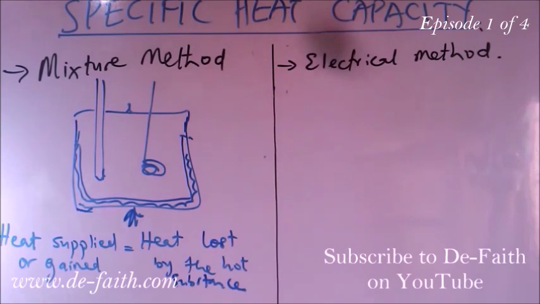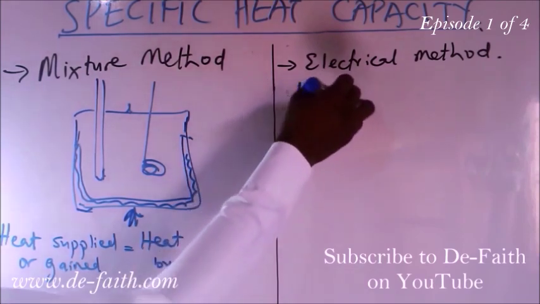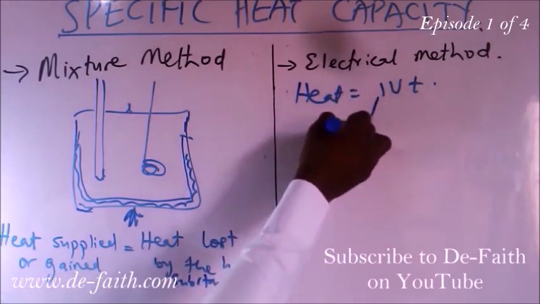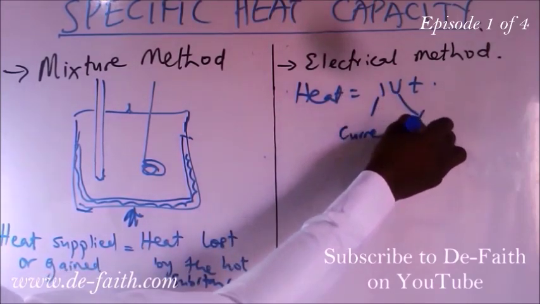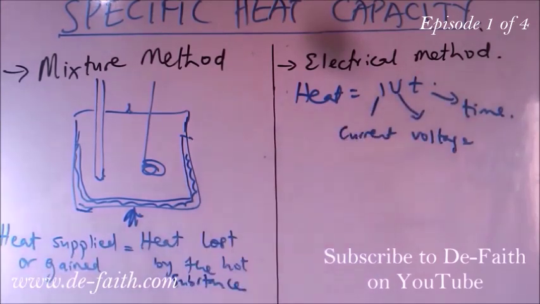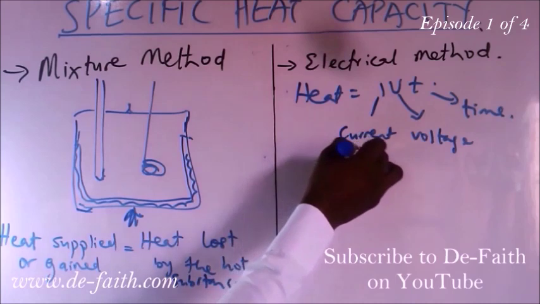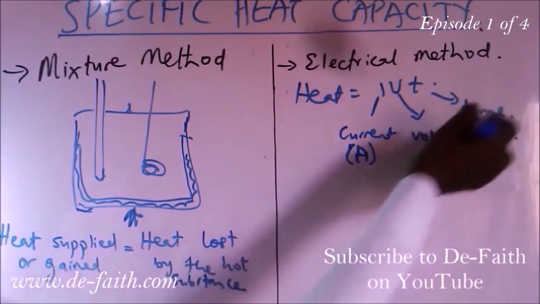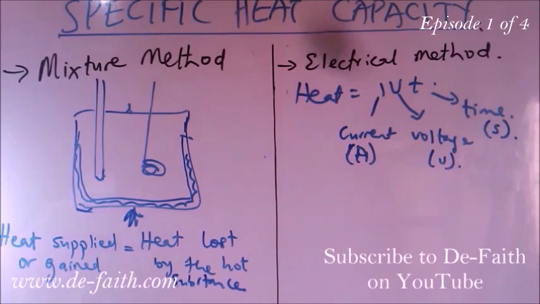Then we'll talk about the electrical method. This can also be measured by supplying heat through an electric coil. The heat that's supplied by an electric coil is measured using this formula, which is I for current, V for voltage, and T for the time. The unit of current here is in ampere, unit of voltage here is in volts, and the unit of time here is in seconds. We ensure that when carrying out calculations under this, they are done in the standard form.